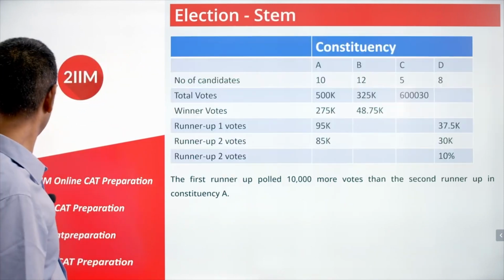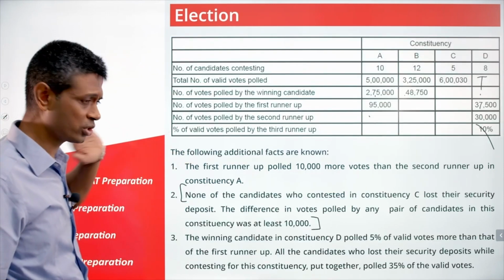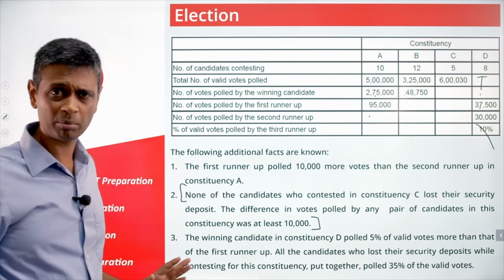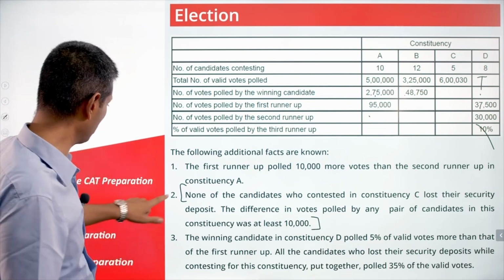That's it, nothing else. There are only 3 conditions: something about constituency A, something about C, something about D. There's nothing given about B. Well, let's go step by step. I think this will be the juiciest.